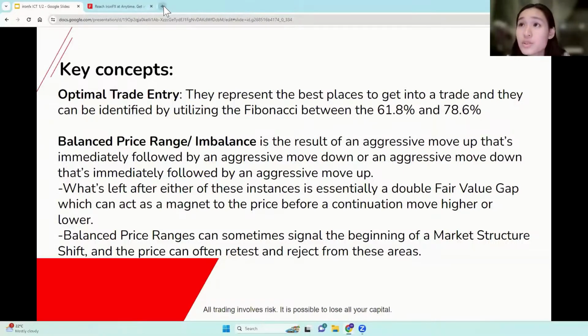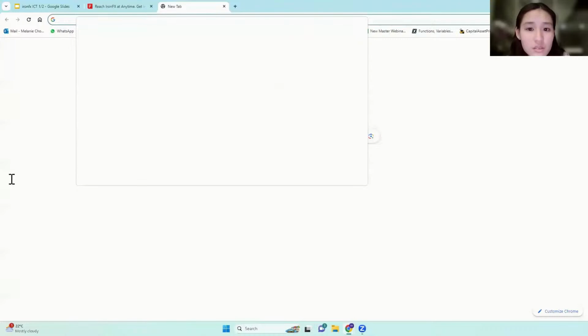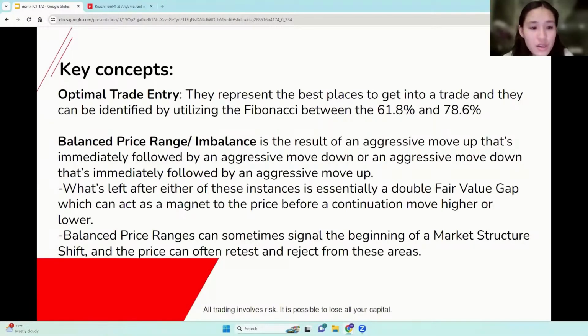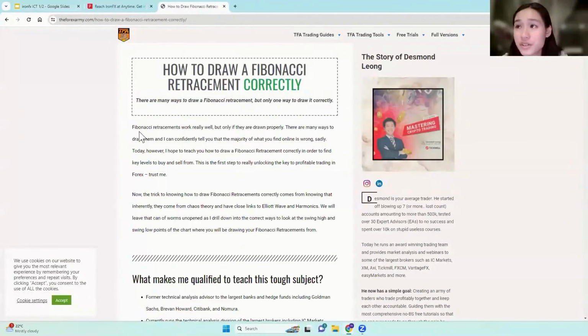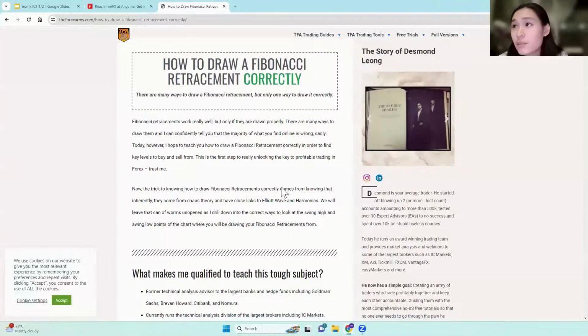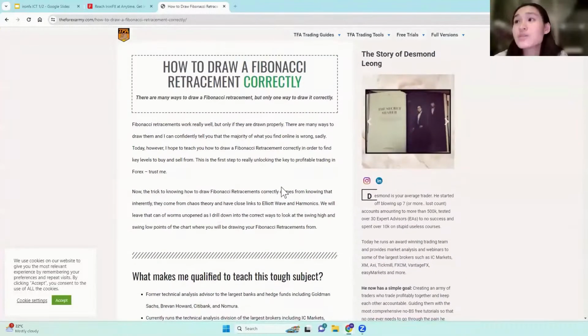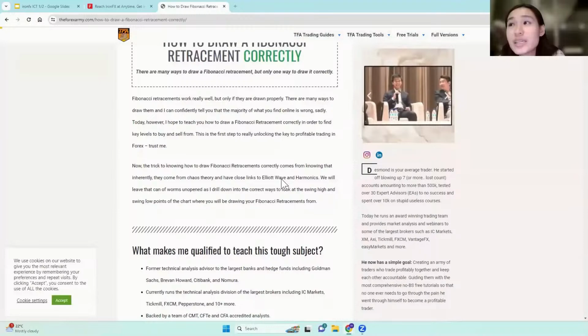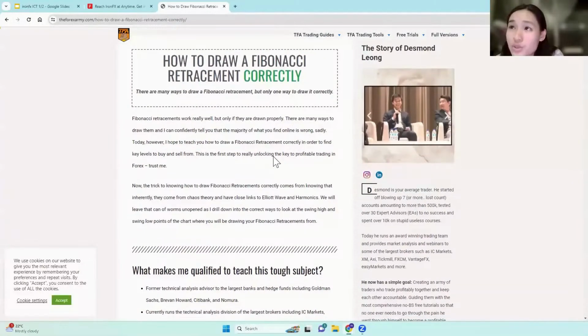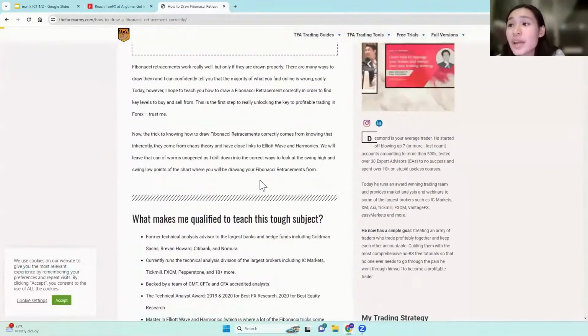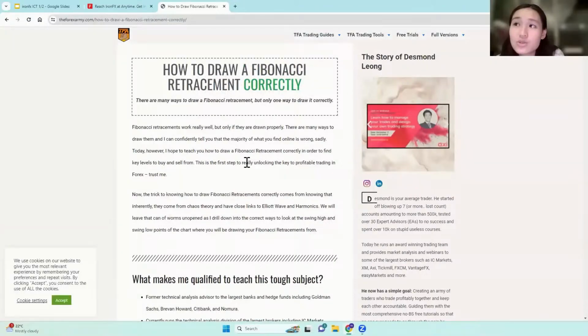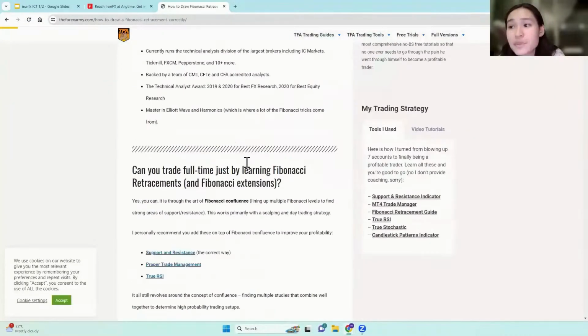Let me just show you guys a website. If you missed our Fibonacci series, not to worry because we'll probably go through that again, but because we recently finished that, it might be a while. Anyway, the website that we recommend you to go through is theforexarmy.com, and it goes through how exactly to draw a Fibonacci retracement correctly.